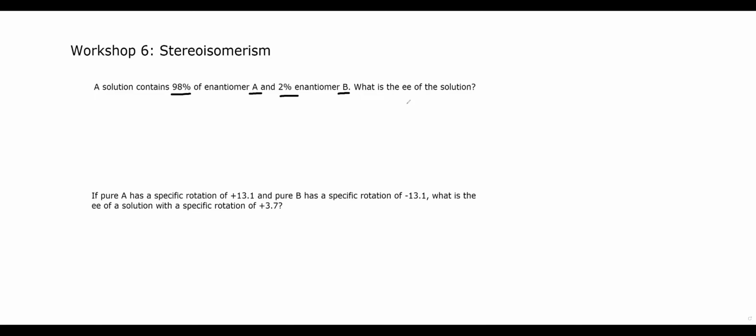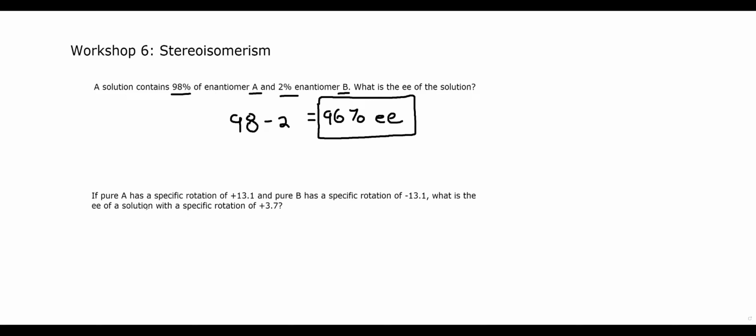Remember, the EE is the enantiomeric excess. It's the excess you have of one enantiomer over the other. So this is a very simple problem to solve. It's simply 98 minus 2, giving us 96%, because we have 96% more of enantiomer A than B. So this is a solution with 96% EE, an enantiomeric excess of 96%. Okay, so it's very simple if you have the percentages. All you simply do is subtract them to find the difference.